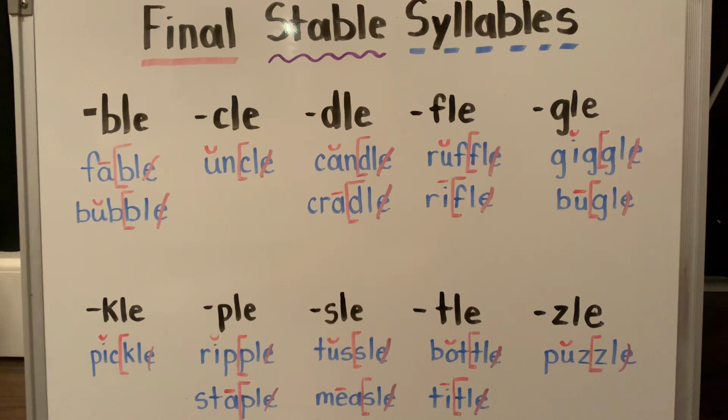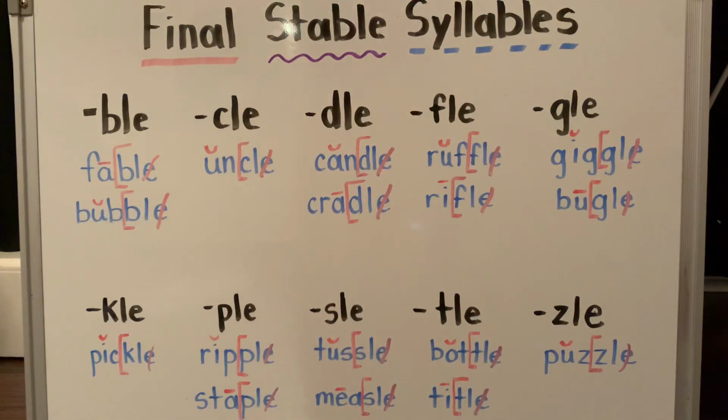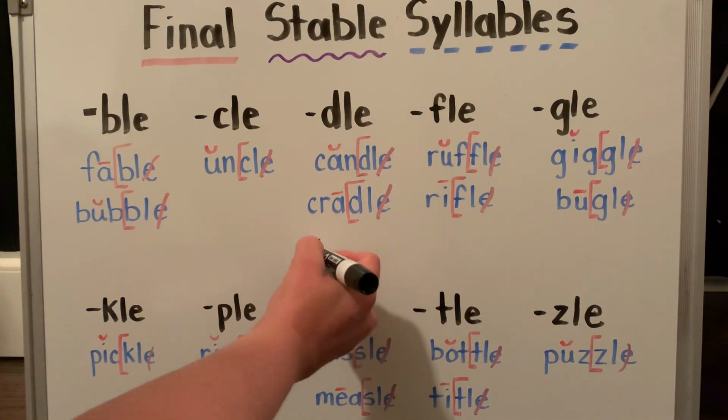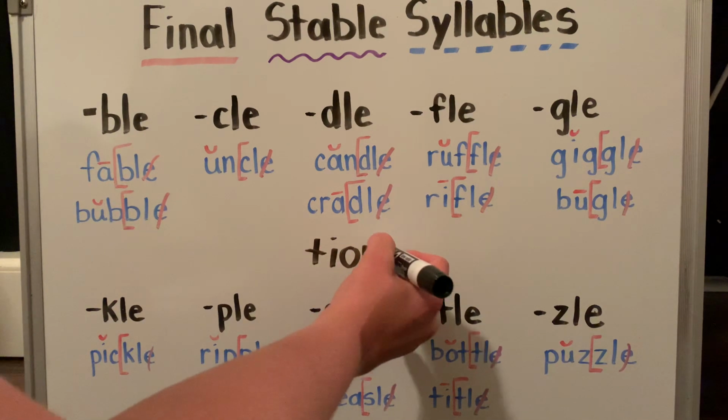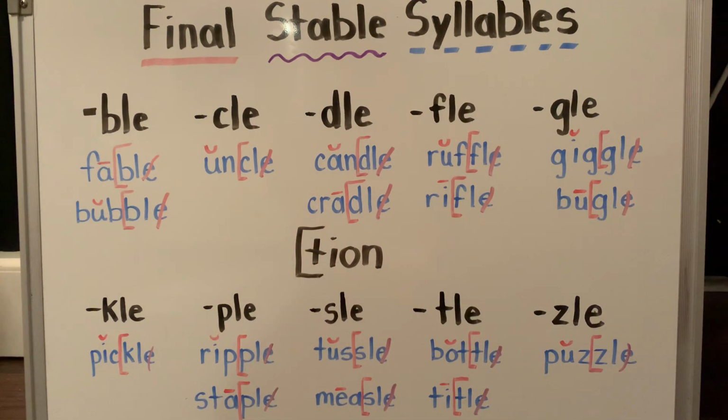Okay? Now, there's one extra final stable syllable that isn't one of the LE final stable syllables. Do you remember what that one is? That's right. He's the T-I-O-N final stable syllable. I'm going to add him right here in the middle because he's kind of special. And just like our LE final stable syllables, he also gets a bracket or a half box to show that he is a final stable syllable.